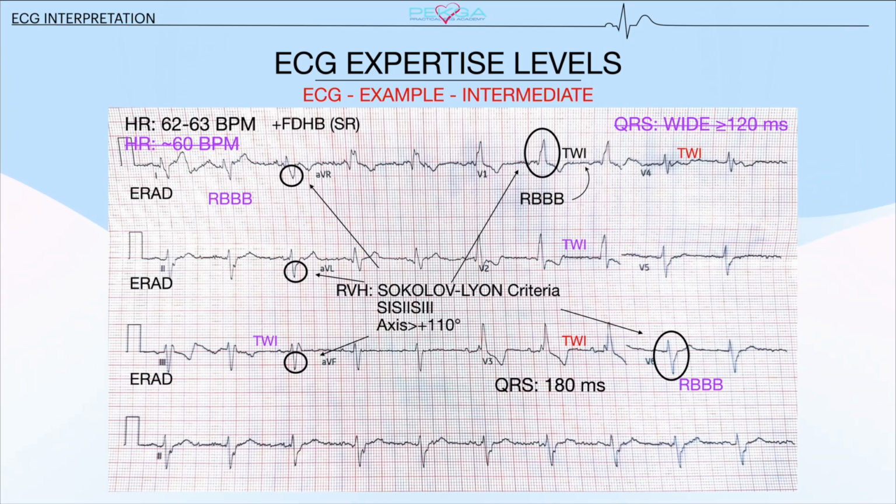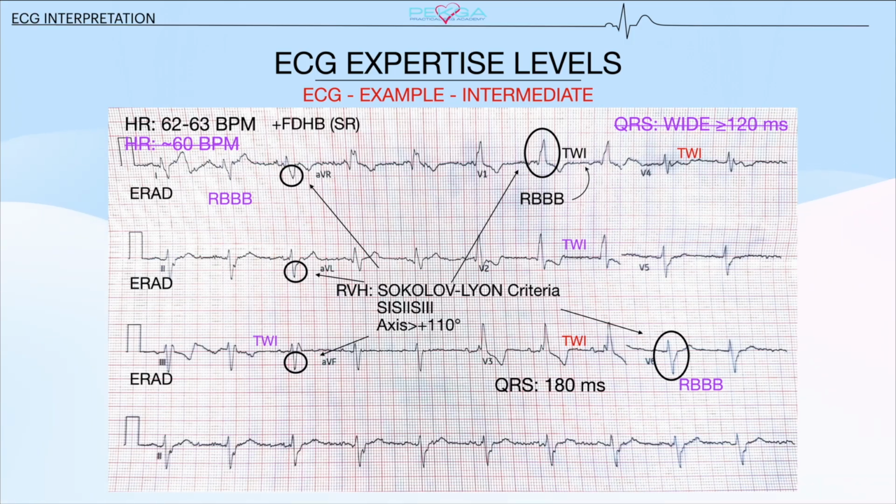And according to, well, different criteria, you're picking up that this person has right ventricular hypertrophy, right? Here I used Sokolov-Lyon criteria, but also we have the presence of the pattern S1, S2, S3, right? S1, S2, S3. And the axis is, in this case, greater than 110 degrees.